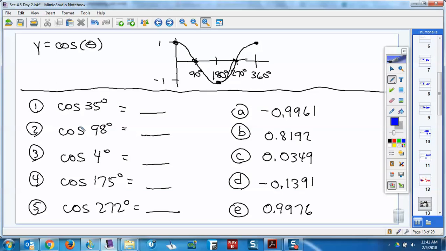Okay, do this real quick then. Do a matching. I just put the cosine curve up there. I've got degrees across. So cosine of 35 degrees, which one of those is its value? A, B, C, D, or E? Do a quick matching, 1, 2, 3, 4, 5. Put the letter that goes with it. You don't have to write all that down. Just put 1 and then the letter, 2, then the letter, 3, then the letter.